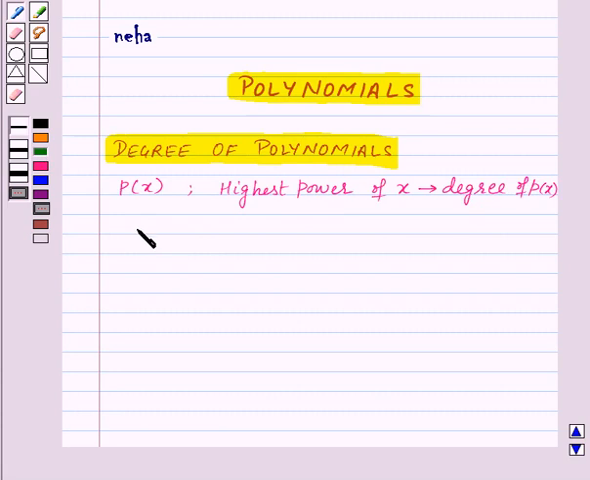Let us take an example for this. Suppose we have a polynomial p of x equal to 3x to the power 4 minus 2x square plus 7. Then here in this polynomial the highest power of x is 4. That means degree of p of x is 4.